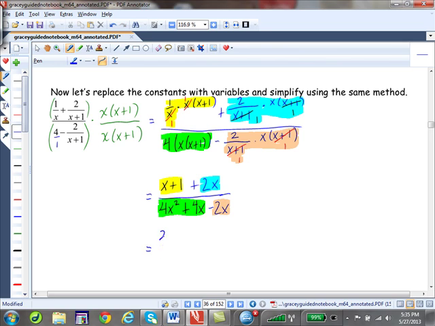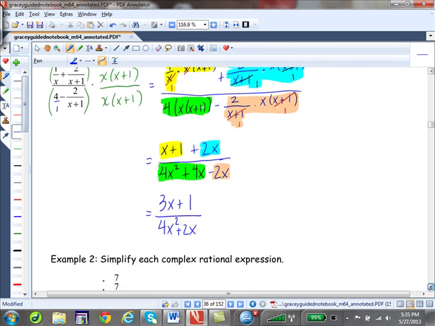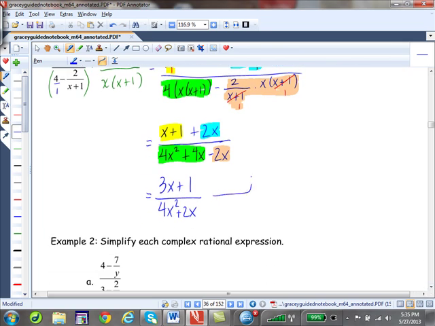Okay, so we will get 3x plus 1 over 4x squared plus 2x's, which when you factor the denominator gives you a result of 3x plus 1 over 2x times 2x plus 1, which if you remember, that's what we got when we used the other method.